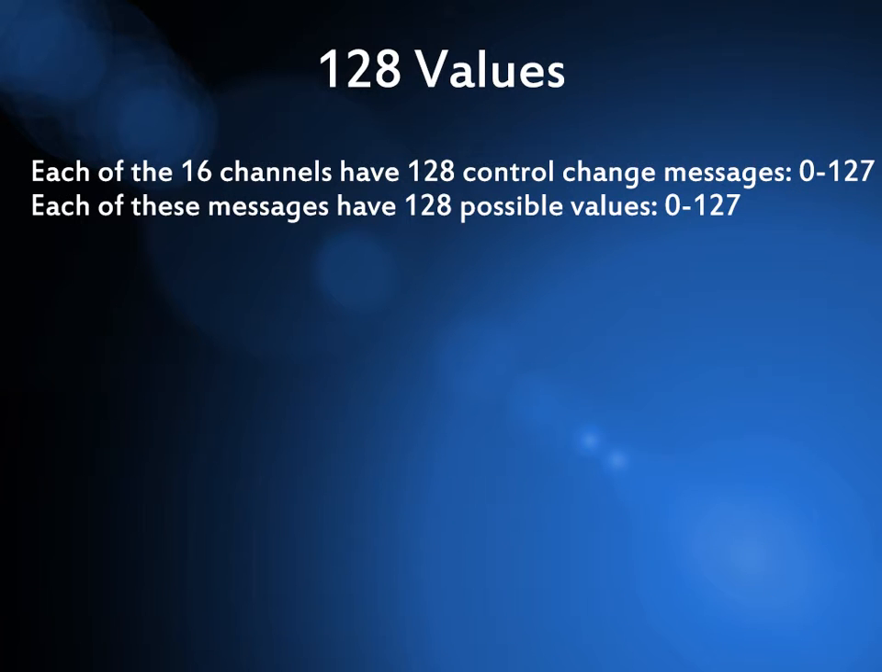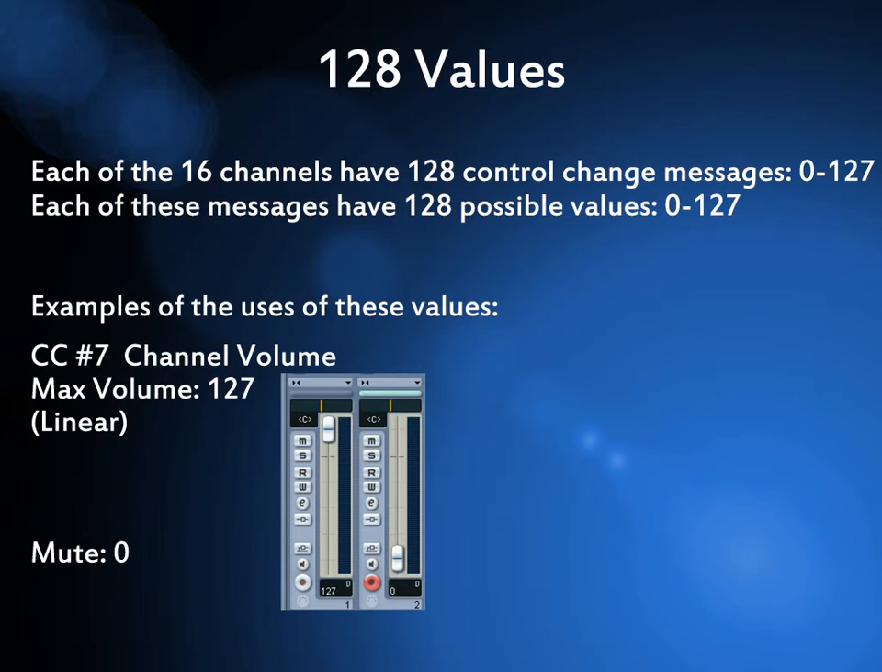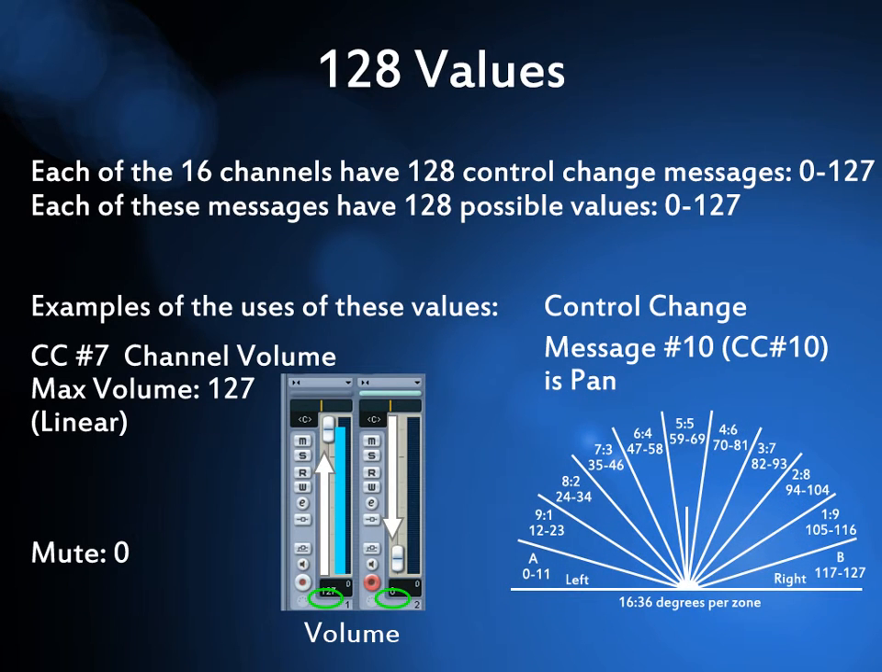Each of the 16 channels has 128 control change messages, 0 to 127. Each of these messages has 128 possible values, 0 to 127. Examples of the uses of these values: CC#7 is channel volume, max volume 127 linear, mute 0. The control change message CC#10 is pan.